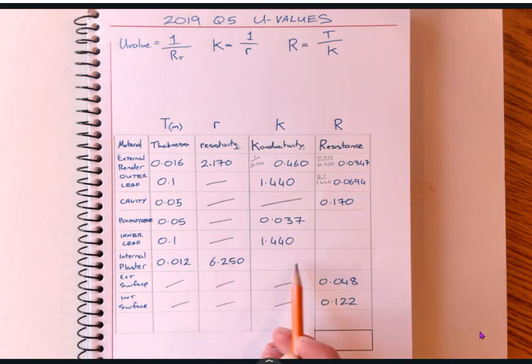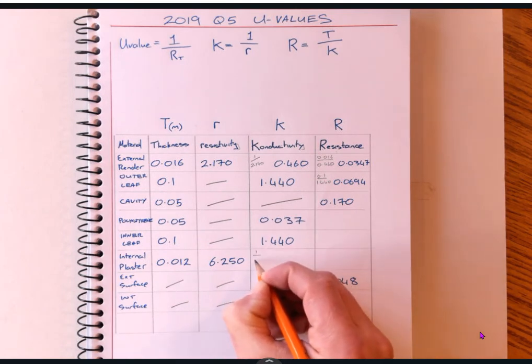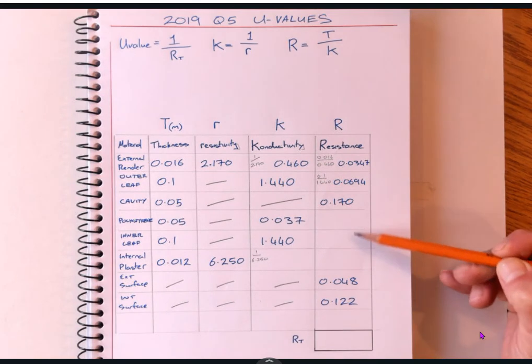Back to my internal plaster, which is the last one I'll be working out. I've got work to do because I've got resistivity. I need to turn that first to conductivity, then work out my resistance. So here I'll have to go 1 divided by resistivity to give me my conductivity. So 1 divided by 6.250. And what I need is to fill out the rest of the table.